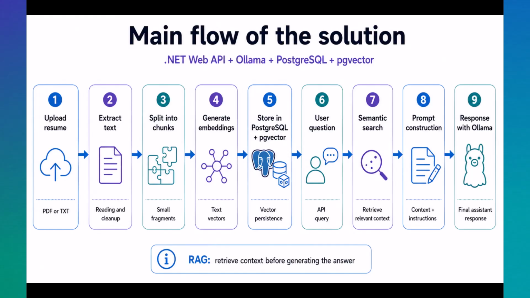The key idea is that the AI model is not working alone. The backend controls the process. It receives the question, retrieves the context, builds the prompt, calls the AI model, and returns the final answer. This is the main idea behind RAG. First retrieve relevant information, then generate the answer.